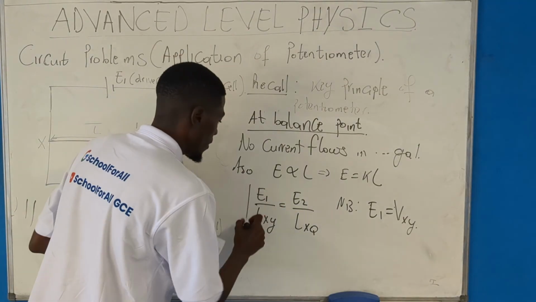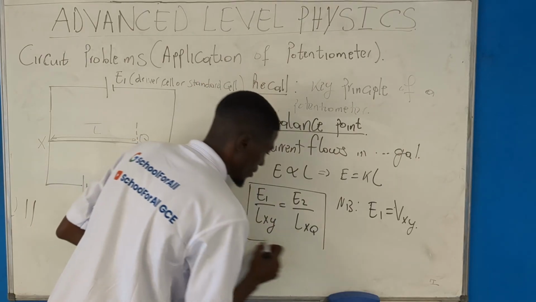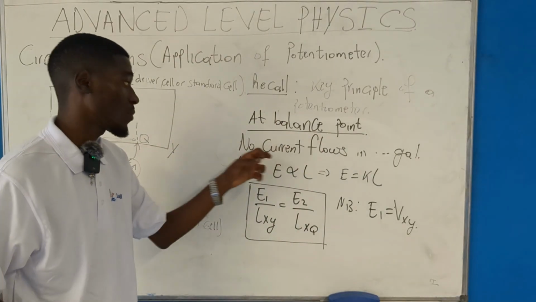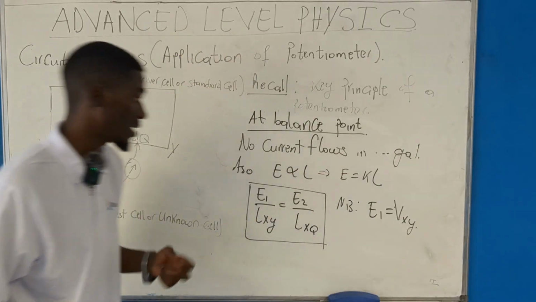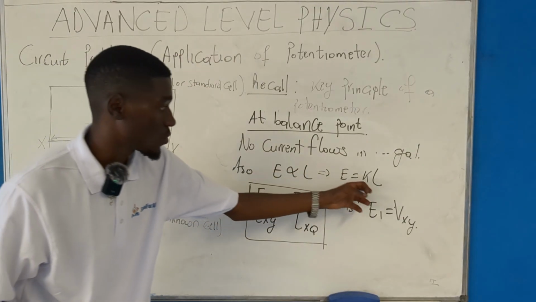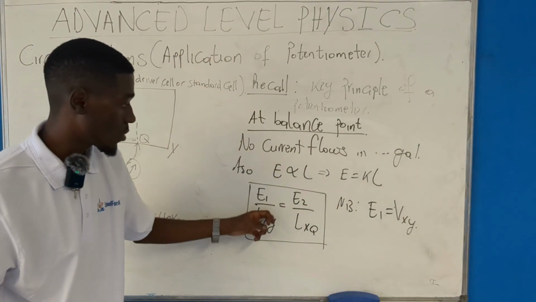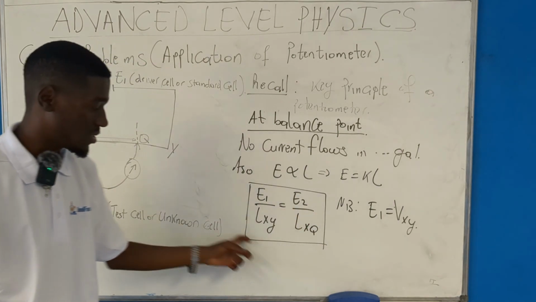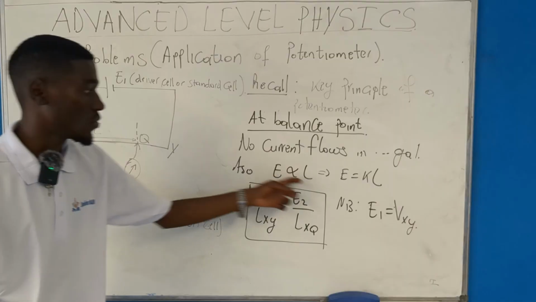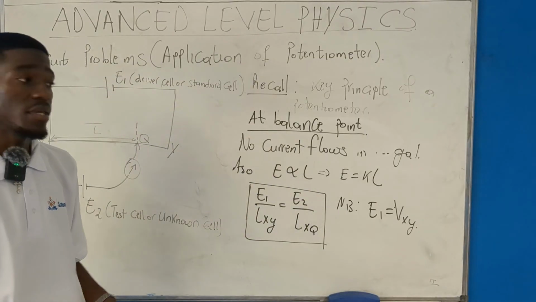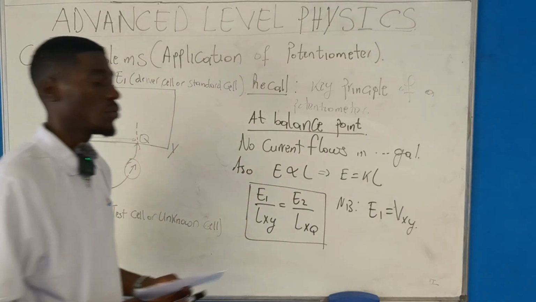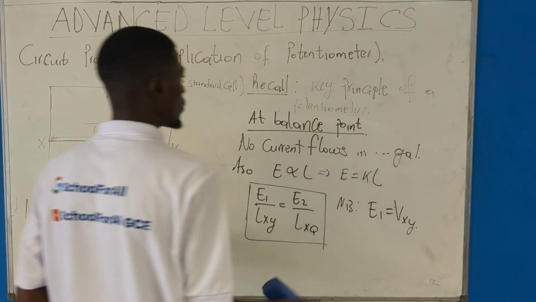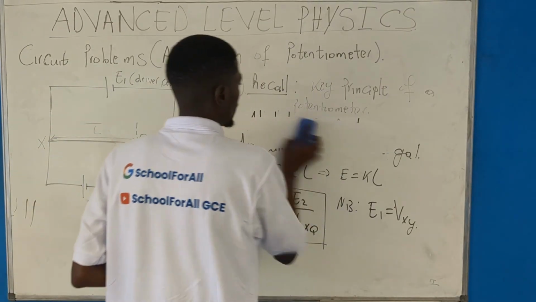So these are the key principles under the potentiometer. At balance point, no current flows in the galvanometer. Therefore, we have E equals a constant times L. Therefore, E1 over LXY should be equal to E2 over LXZ. This is the formula to obtain E2. If you know this formula, no portion of the galvanometer and potentiometer will be more than it. Now, let us move to the next key principle.